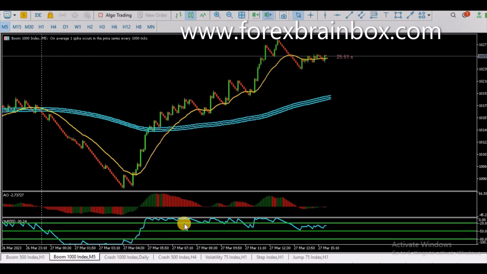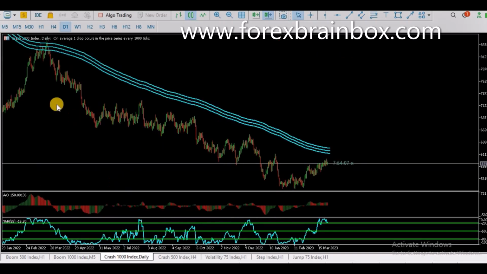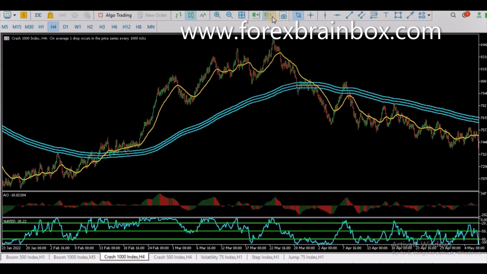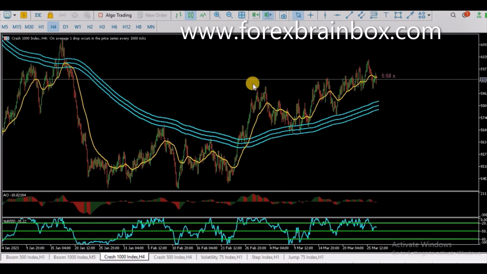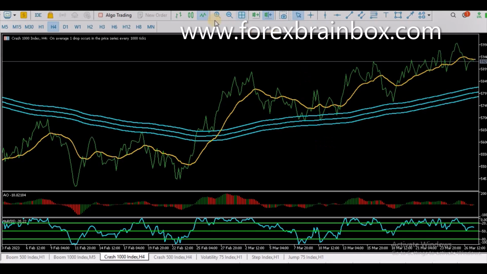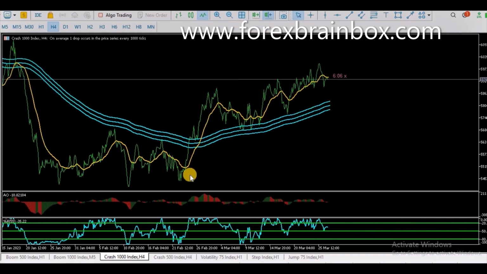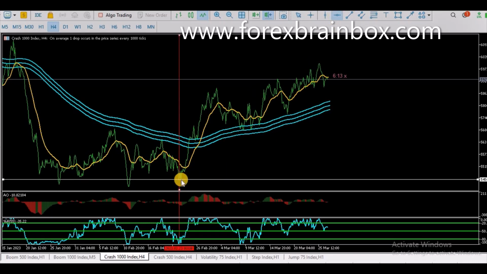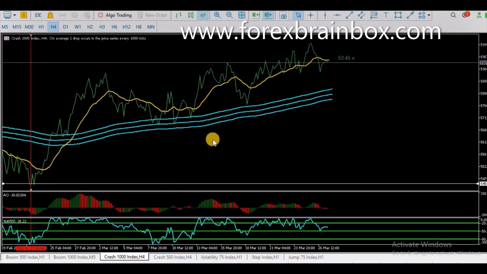Okay, so let's go to Crash 1000. Let's see what's happening on Crash 1000. This is a bit choppy, but we can still find some. Like I said, below the home base. Yeah, from here. So this is what you're looking at. Once it gets to this place, you're looking at opportunity. I didn't say you should buy. I say you're looking at opportunity. So you're looking for your rally-base-rally.